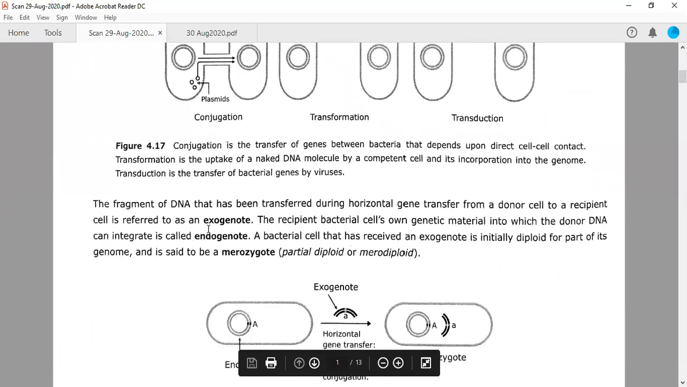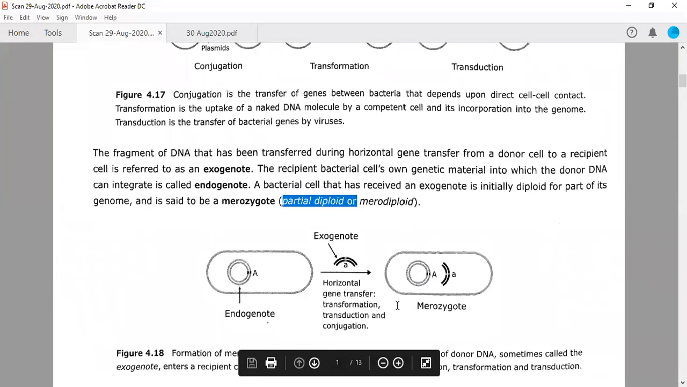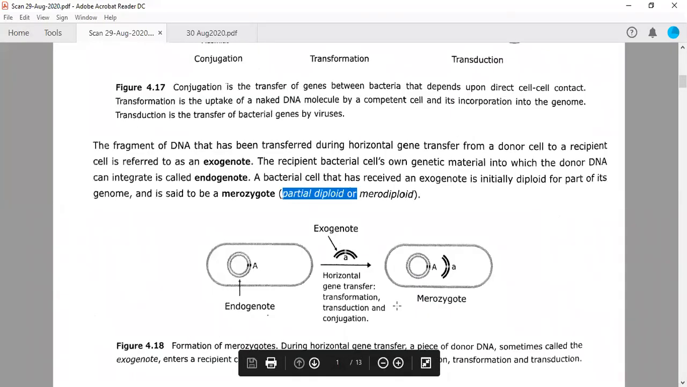Two terms: exogenote and endogenote. I told you already. Also, I told you the merozygote, which is a partial diploid condition. It is also called a merodiploid cell. So this diagram better depicts what this merozygote is.